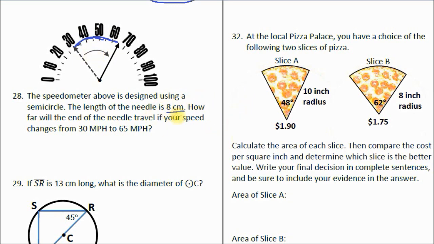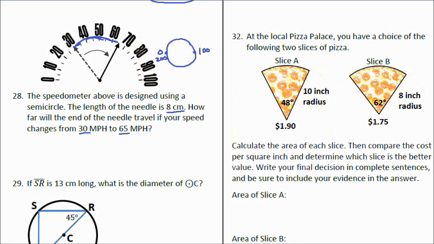How far will the end of the needle travel if your speed changes from 35 to 65? Now the trick on these kind of problems is that we're dealing with a semicircle. So we want to picture this as an entire circle. That's how I find the easiest way to solve it. If we know that traveling from here to here we went 100 miles per hour, then we know when we go back all the way to the other side, the whole circle is going to be 200 miles per hour. So let's treat this as a whole circle.